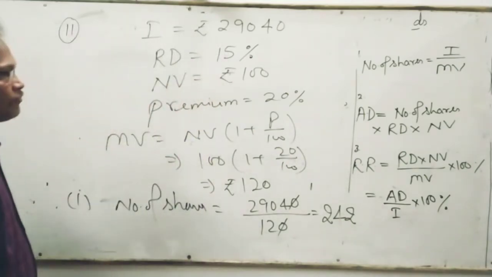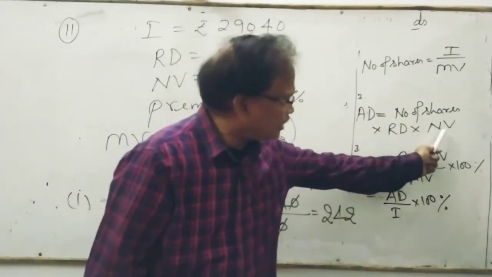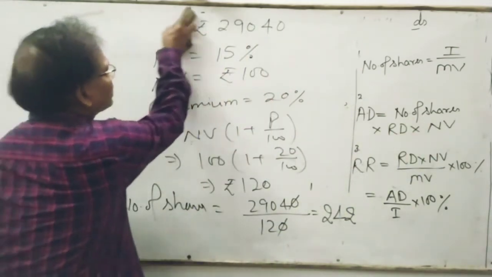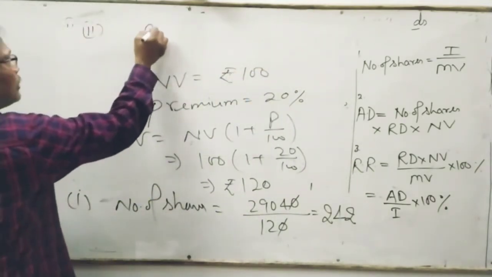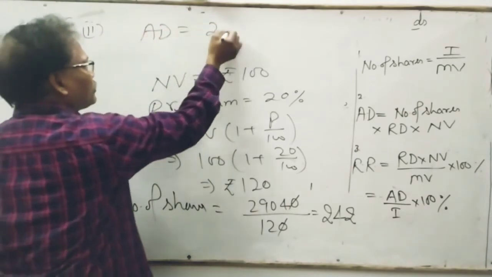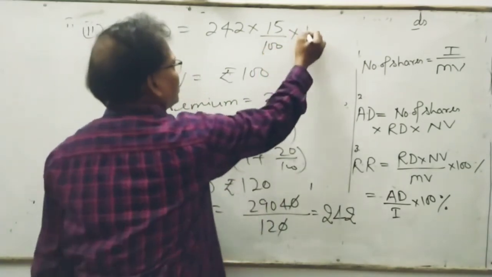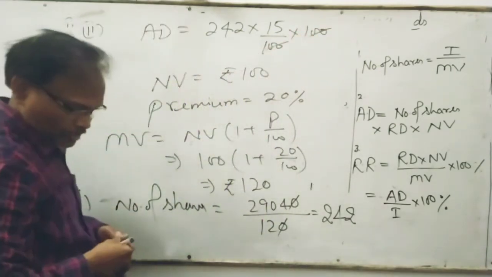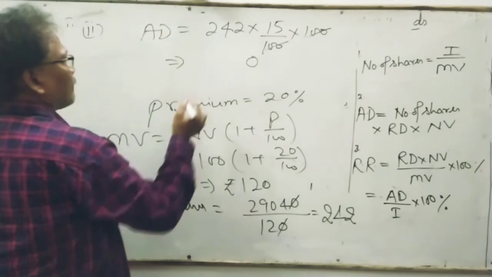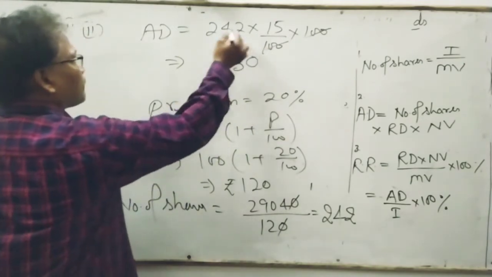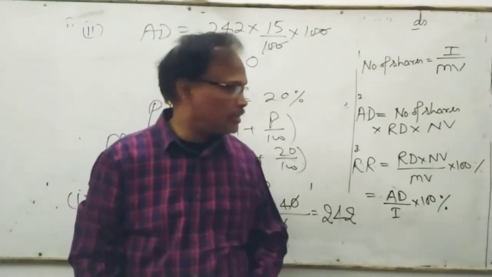Second part, you have to find the annual income, means annual dividend. So number of shares you know, RD you know, NV you know. You put them here, you will get the second part. 15% is the RD. So the second part: annual income is equal to number of shares 242, RD 15%, and NV is rupees 100. Now multiply by 15. So you will get 3630 is the annual income.